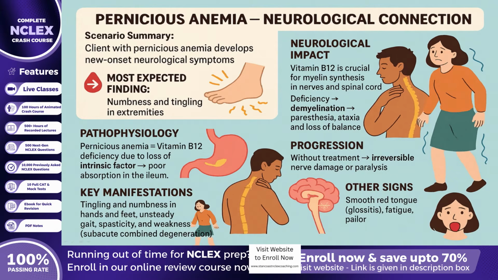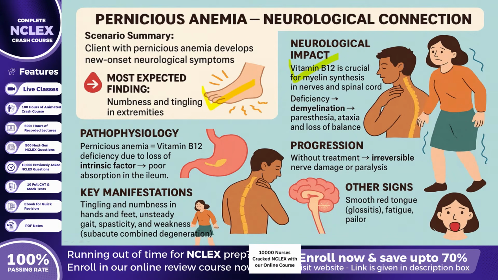This demyelination results in neurological symptoms such as numbness, tingling in the hands and feet, loss of proprioception, ataxia, and an unsteady gait, collectively termed subacute combined degeneration of the spinal cord. Over time, this condition may progress to spasticity, weakness, or even paralysis if left untreated. Importantly, neurological manifestations often appear gradually and may precede severe anemia.